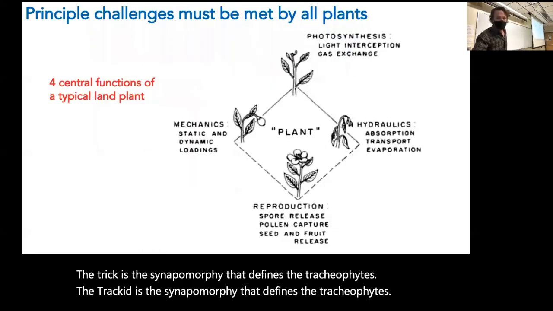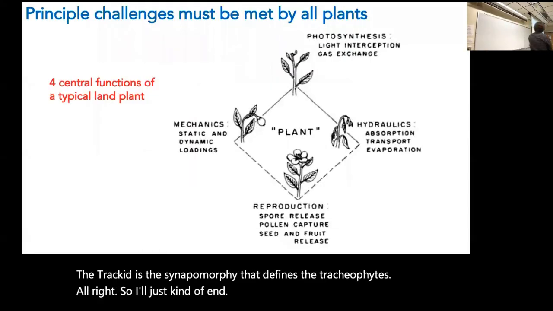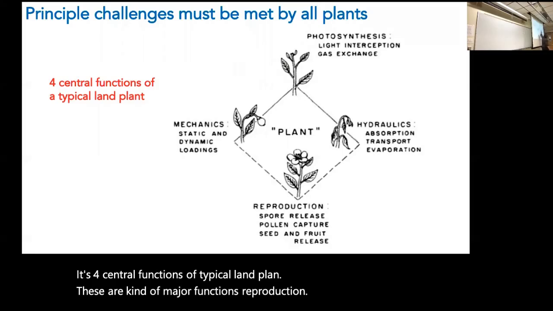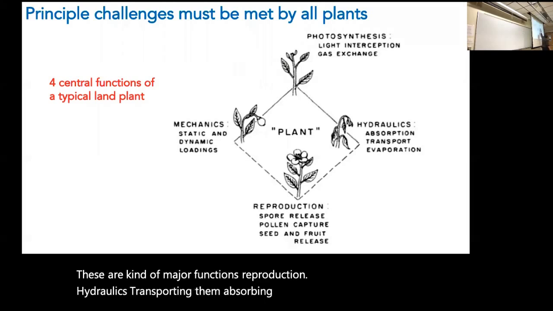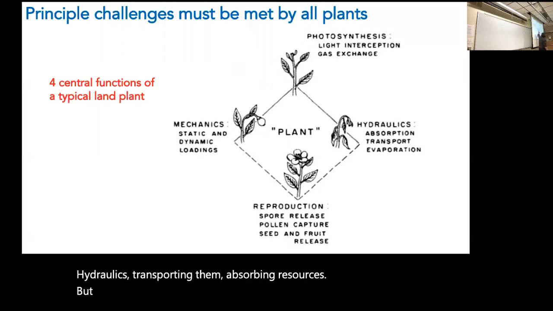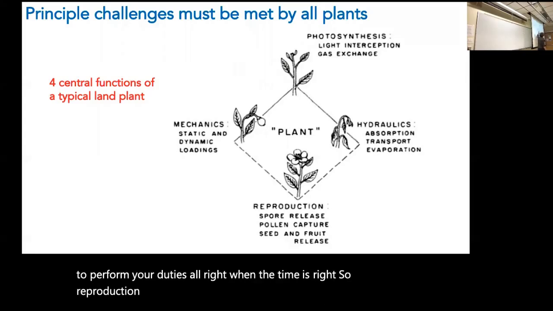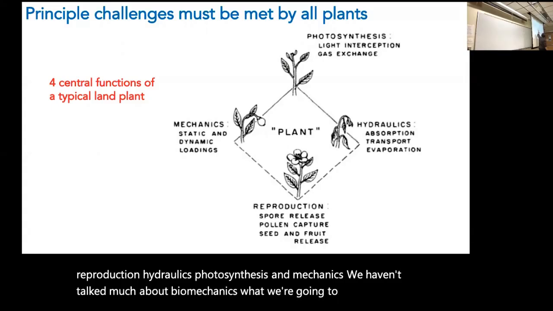All right, so I'll just end with emphasizing these four central functions of a typical land plant. These are the major functions: reproduction, hydraulics, transporting and absorbing resources, photosynthesis, but also mechanics. That is, you have to actually stand up and be able to perform your duties when the time is right. So reproduction, hydraulics, photosynthesis, and mechanics. We haven't talked much about biomechanics, but we're going to do that in just a little bit.